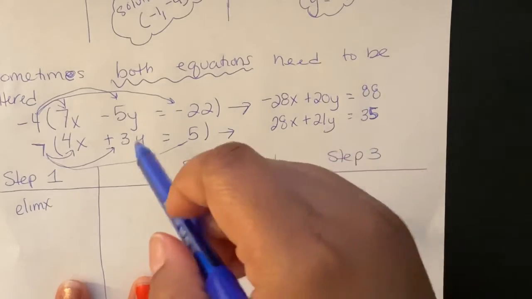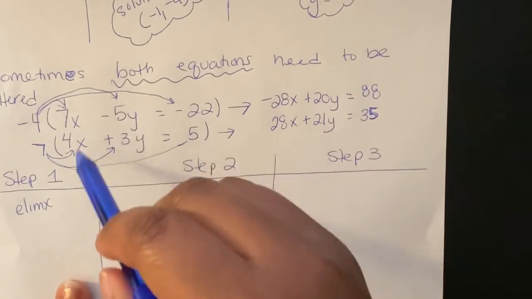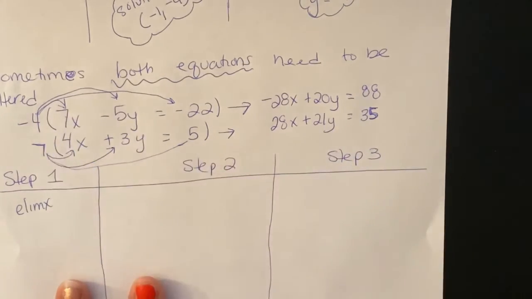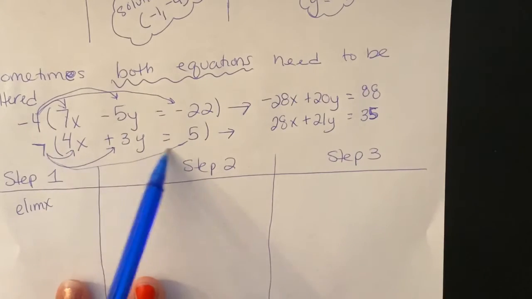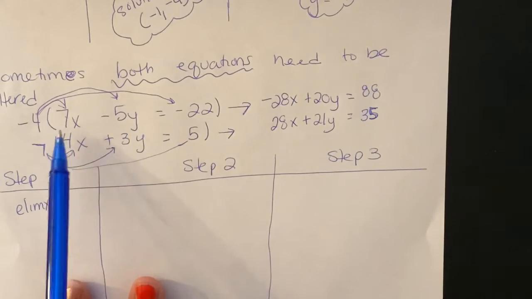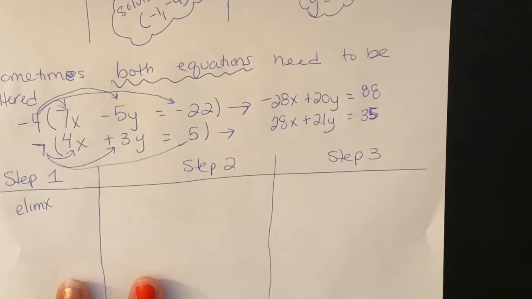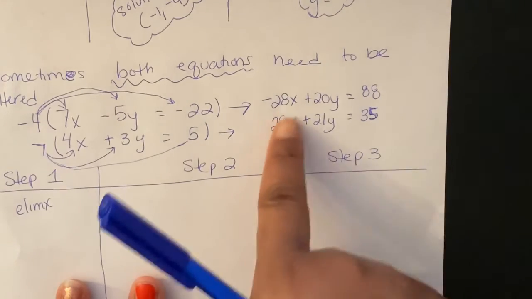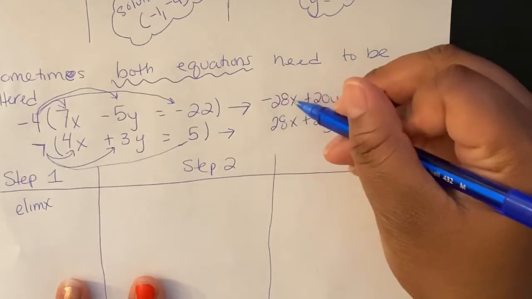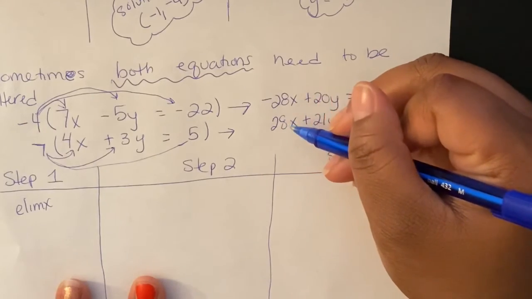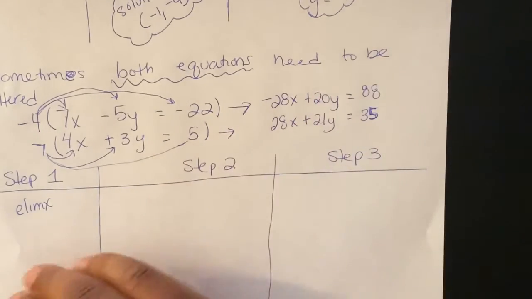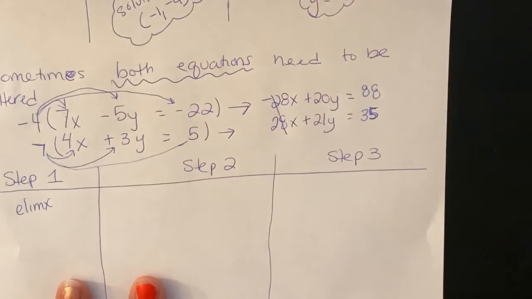Remember, this time I had to multiply both of the equations by a number. It does not have to be the same number. It's whatever number you need to eliminate either variable, whatever variable you chose. I chose x here. So now I'm going to add these two. Negative 28x plus 28x is 0x. I'm not going to write it. They cancel out. Bam. That was the whole goal.